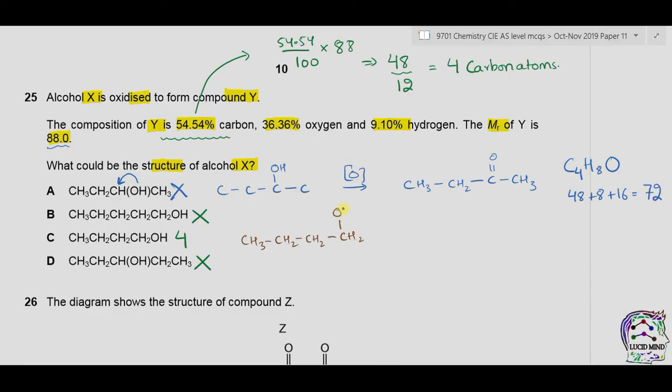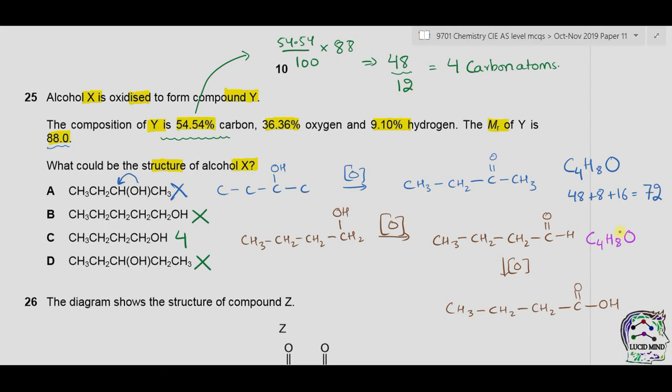And as OH is attached to the last carbon, it is a primary alcohol and it will be oxidized into aldehyde, and then it will be further oxidized to carboxylic acid. The molecular formula of this aldehyde is C4H8O, which is similar to this one. So the molecular mass is again 72. So it is not this product that is formed.